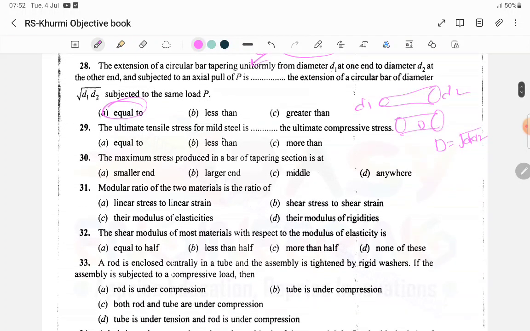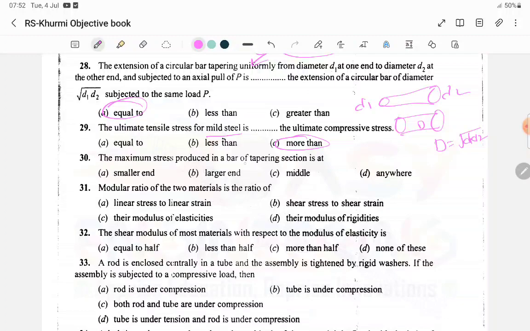The ultimate tensile stress of mild steel is dash the ultimate compressive stress. Mild steel means a ductile material. So ductile materials are strong in tensile, so the answer is C, more than.